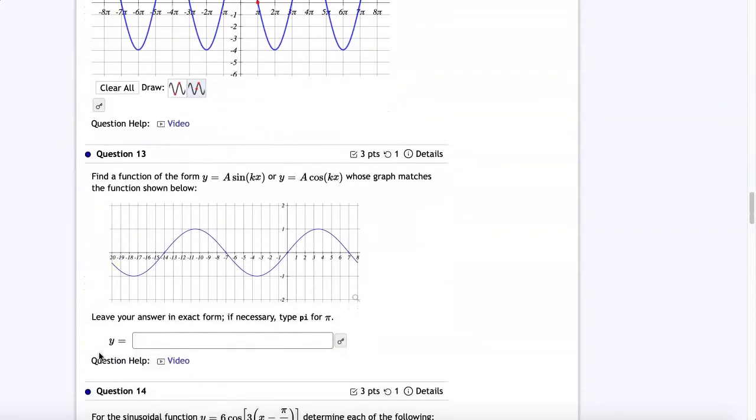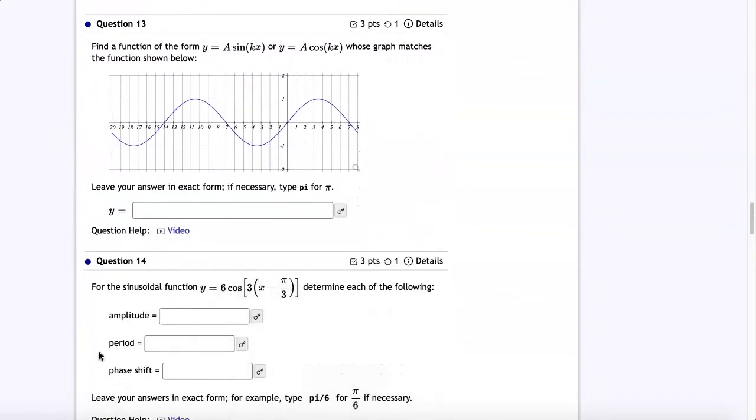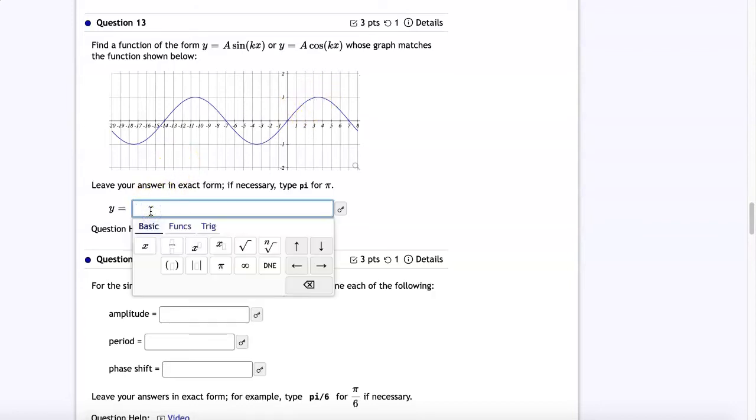Next, question number 13 is going to have me identify whether this is sine or cosine. And since there's no horizontal shift, I can just look at this shape right here and see that it's starting at 0, which would make it a sine graph. So I know it's going to be sine. And next I need to make the observation of the amplitude. This graph actually only goes up to 1, so my amplitude is 1. I'm putting this in here for effect.